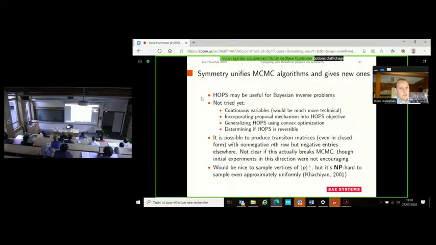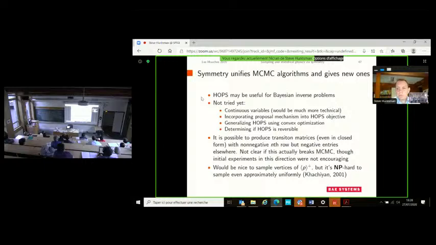There are a lot of things I haven't tried, so doing continuous variables, it'd be a lot more technical. You'd have distributions a la Schwartz, or infinite dimensional Lie groups. That's all going to add a lot of complexity. Trying to have a proposal mechanism that is somehow cognizant of the structure of this algorithm, I haven't done that. Doing more general optimizations, convex stuff, again, haven't looked at that, or looking at if this is reversible.